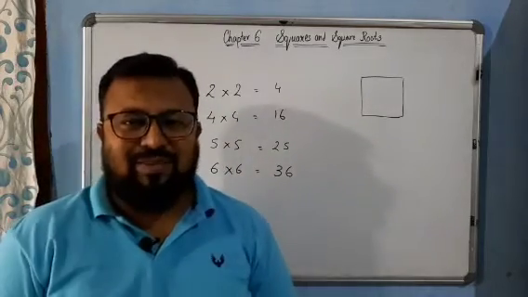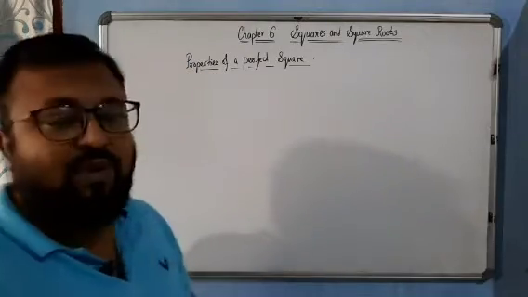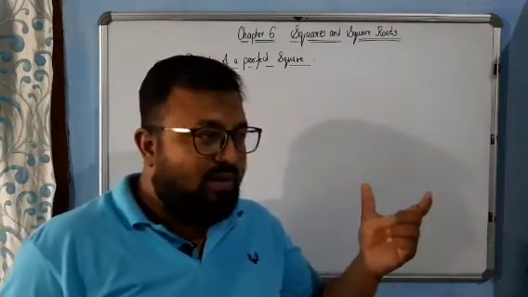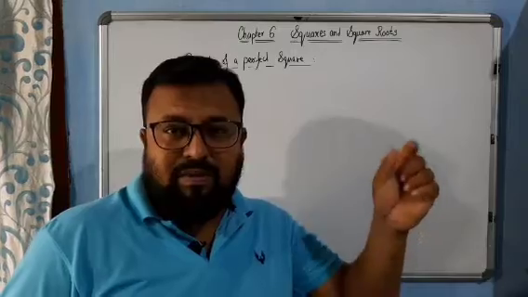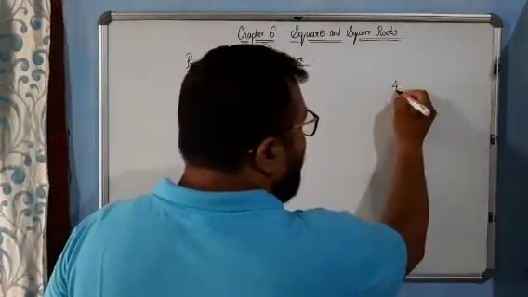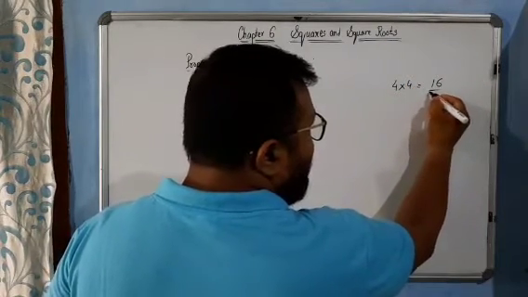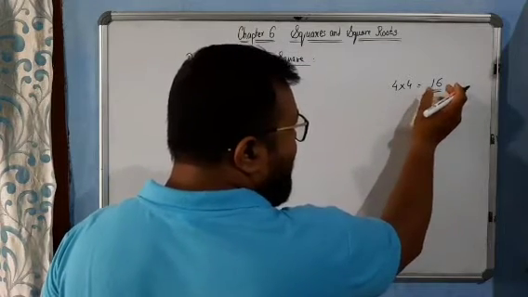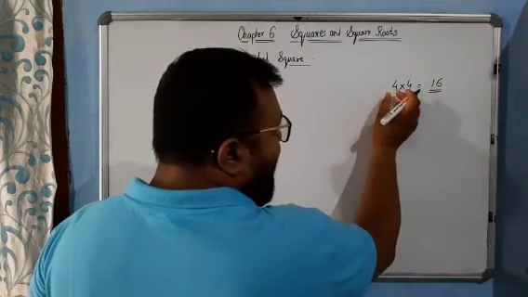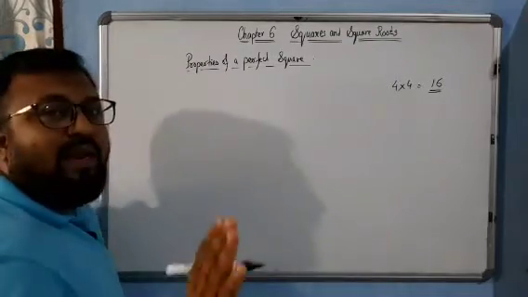Now come to the next topic: properties of perfect squares. What is a perfect square? A perfect square is a product, when a number is multiplied with the number itself. Simply, as I told you earlier, 4 into 4 gives you 16. This squared number is the result of multiplying a number with itself. That is a perfect square number. Let's take an example.